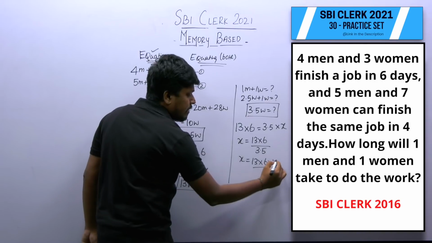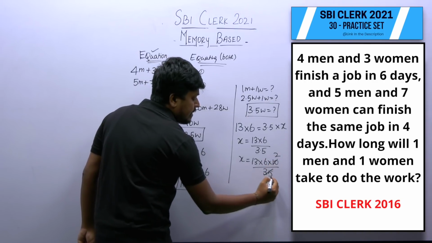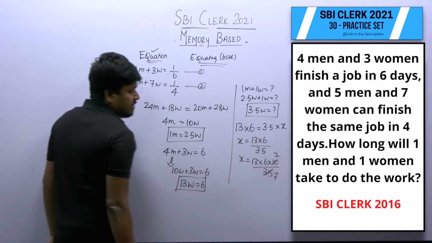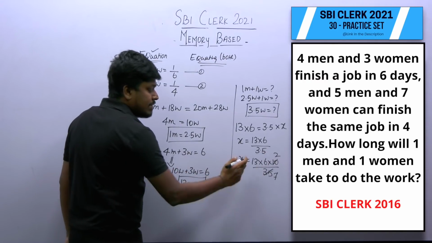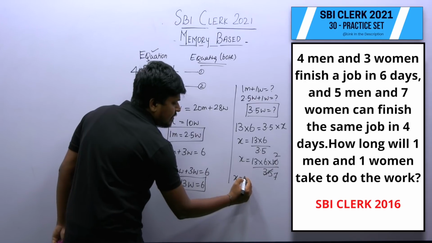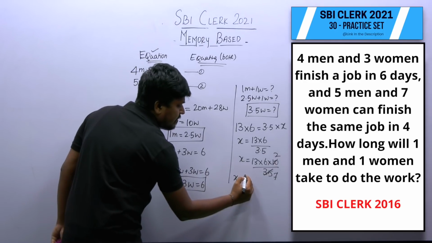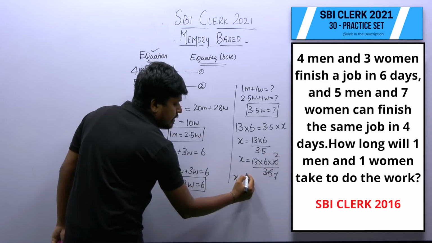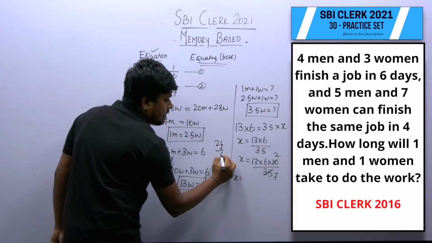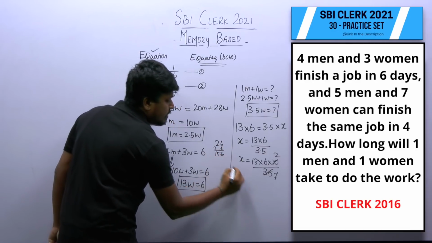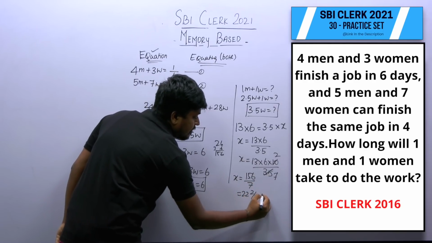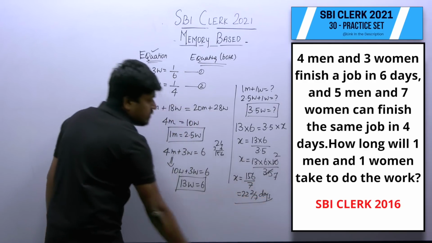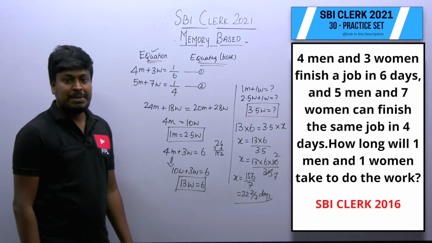Cancel it on 5 table. So this becomes 2. Cancel it on 5 table. So this becomes 7. So we can say 13 into 2 will be 26. So 26 into 6 will be 156 again, right? 156 by 7, I think so. So 26 into 6, 6 sixes are 36, 3, 12, 156. So 156 by 7, so 22 2 by 7 days. So this will be the answer for question number 3.